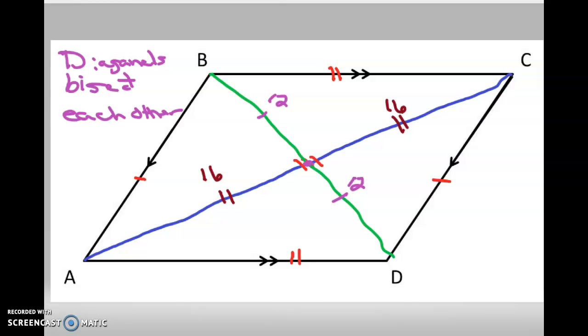So again, let's review this. When we take one diagonal of the parallelogram, it cuts into two triangles. And these two triangles are going to be congruent by what is called the side-side-side theorem. Okay, because we know opposite sides are congruent, and the one diagonal is congruent because of the reflexive property. Okay, so those are the two things that we're going to be talking about there.